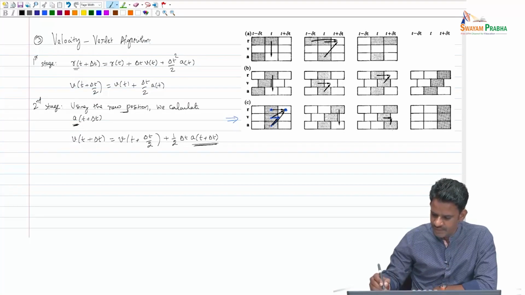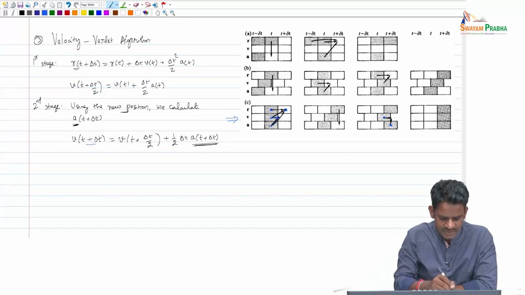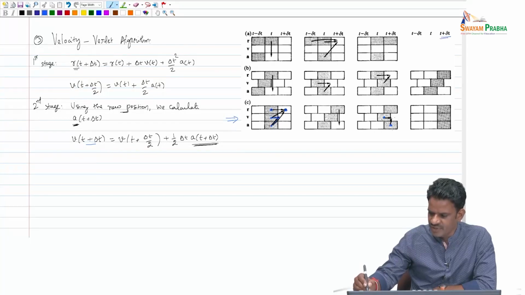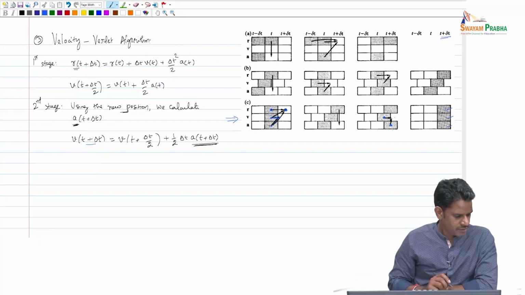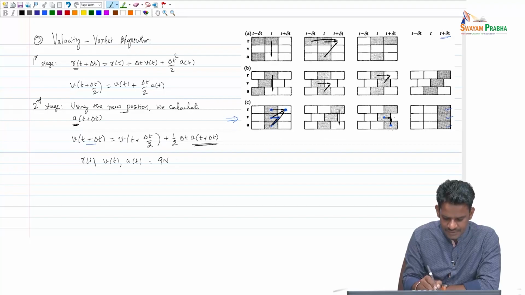So, pictorially this is shown here that using the mid step velocity that we calculated here, okay, that is right here, and then using the new acceleration, using these two we advance the velocity at t plus delta t. So, at the time t plus delta t, we have the position, velocity and the acceleration, all of them calculated. So, in this case also you can see that since we are using r of t, v of t and a of t, then we are talking about 9n variables of storage.